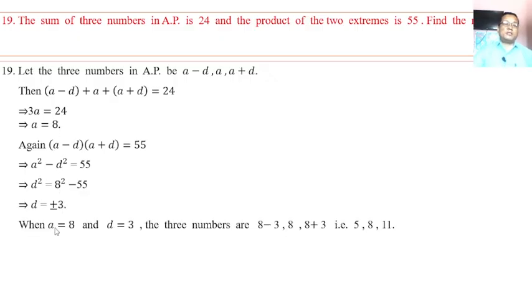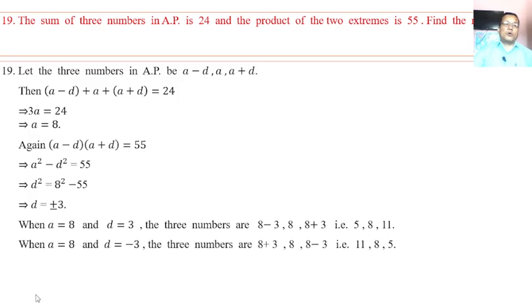Assume a is 8, d is 3. The three numbers are a minus 3, a, and a plus 3. This is 5, 8, 11. When a is 8, d is minus 3. The three numbers are the respective values, and solving we get 11, 8, 5. Hence the three numbers are either 5, 8, 11 or 11, 8, 5 respectively.